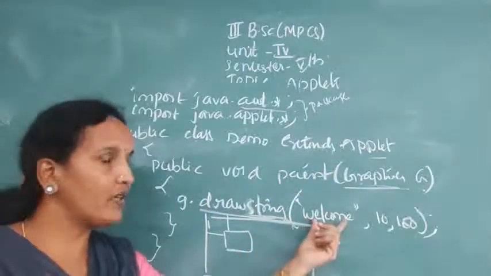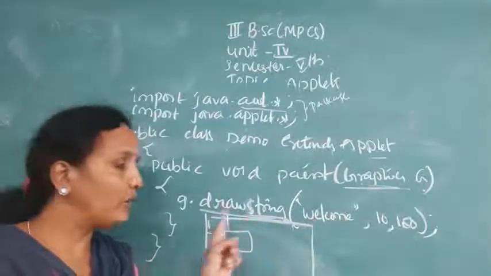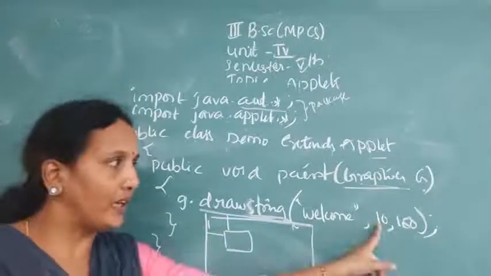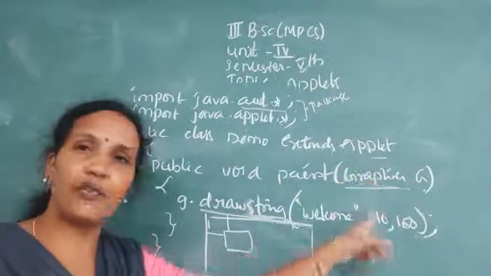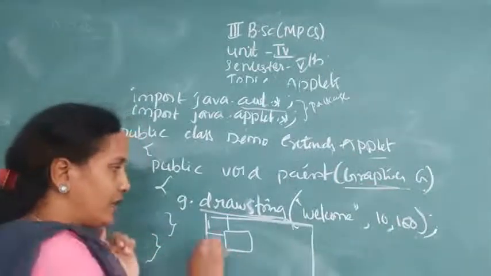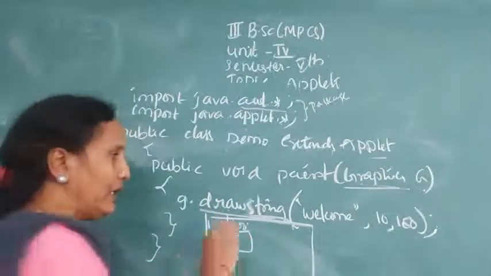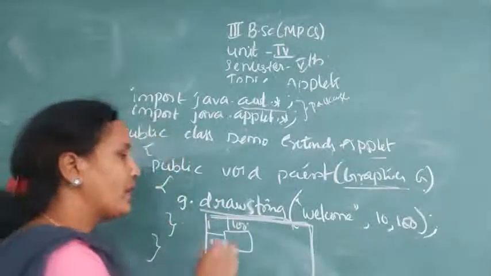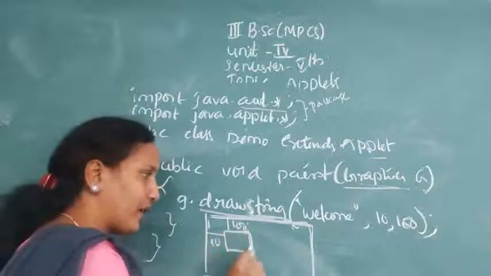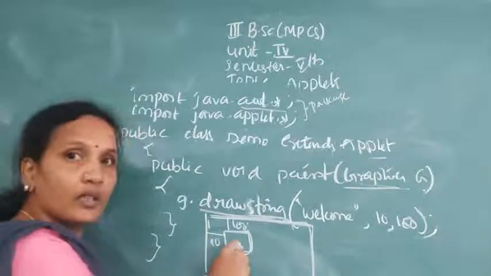G.drawString is a method which draws the string. What string are we printing? Welcome. And what is the size of our applet? 10 from the left side and 100 from the top. So completely, this is a browser window, and this is our Java program. It is an applet. Understood?